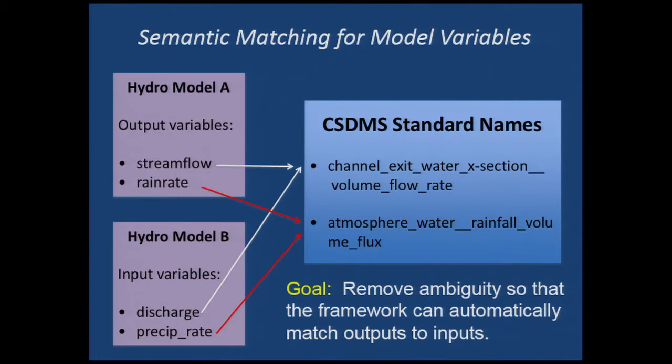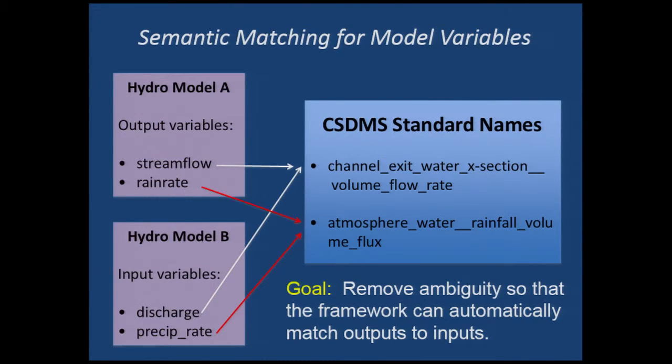When you implement those, you have to map to standardized variable names that you might want to exchange between models. This is the basic problem that we have on that front. Imagine you have two hydrologic models, A and B. This one has output variables of stream flow and rain rate, and that's the terminology it uses internally for those variables. And then this one has input variables, discharge and precip rate, and that's the terminology it uses.